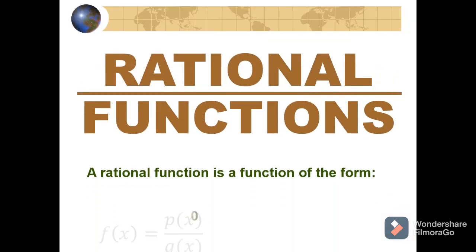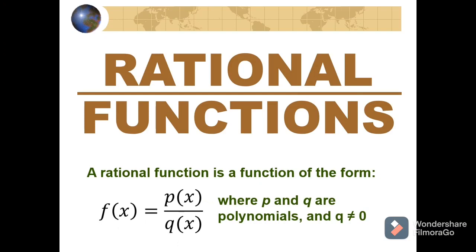Rational Functions. A rational function is a function of the form f of x is equal to p of x all over q of x, where p and q are polynomials and q is not equal to 0. Remember, the denominator of a fraction must not be equal to 0, because if it is equal to 0, then it will become undefined.